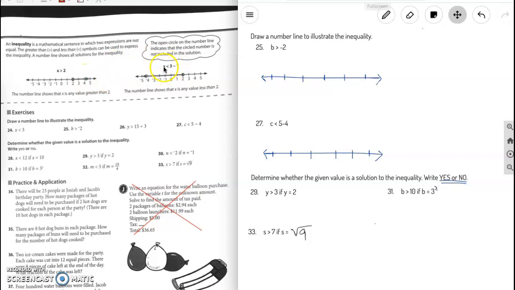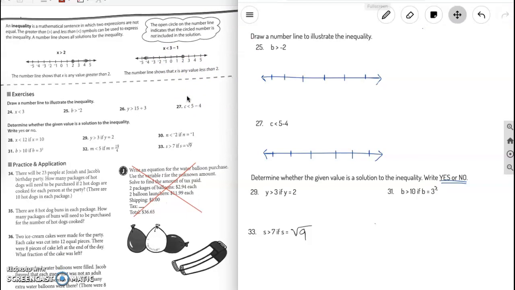Example number 2. x is less than 3 minus 1. So first you're going to solve it. So 3 minus 1 is 2, right? So this is basically saying x is less than 2. The number line will show us all the possible answers for x. So if x is less than 2, x cannot be 2, but it can be 1 because 1 is also less than 2. 0 is less than 2. Negative 1 is less than 2. Negative 2 is less than 2, and so on and so forth. So this number line shows that x is any value that's less than 2.